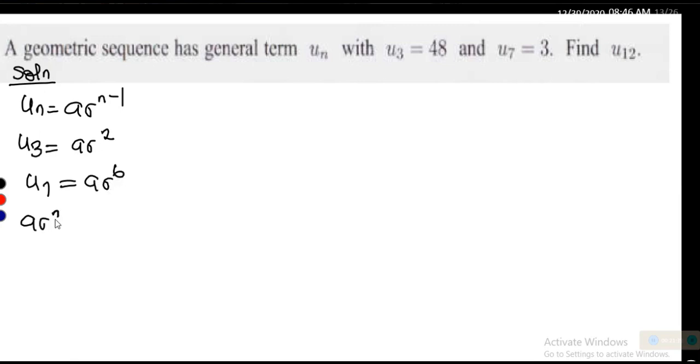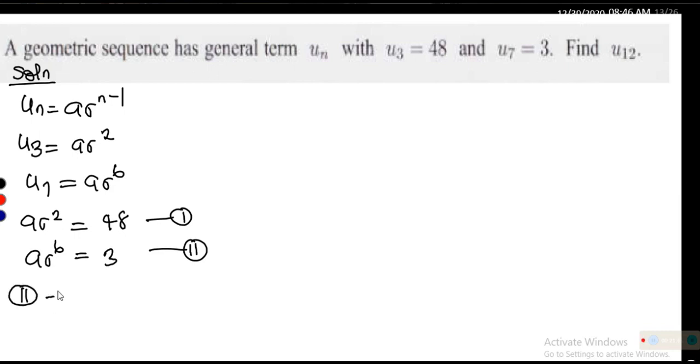And of course, from the question, ar squared, u3, is 48, and ar raised to power 6, u7, is 3. Call this equation 1, equation 2. Now we need to find a and r, because before we can find the 12th term. So doing that, we divide equation 2 by equation 1. So ar^6 over ar squared equals 3 over 48. If this cancels this, we have 3 here, 1, 16.